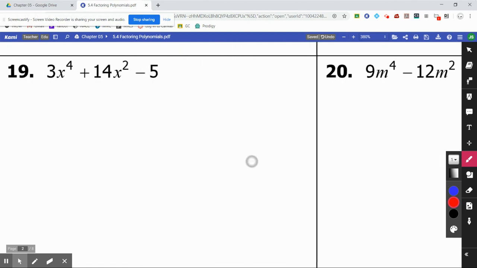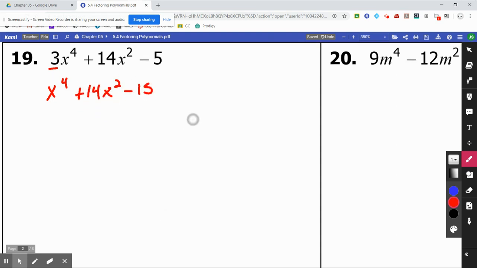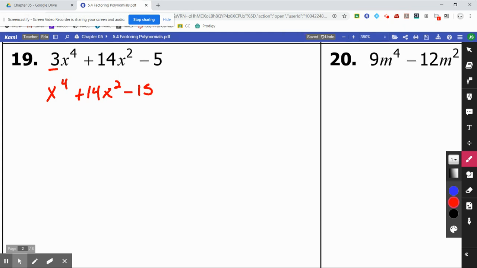Number 19. Look for common factors. There are none. So this is where you use what's called slip and slide method. Take a number out front and move it to the end by multiplying: x to the fourth plus 14x squared minus 15. This is actually a shortcut. You could use what's called trial and error, which is a little bit tougher. I will introduce you to trial and error. This one might not be too bad.